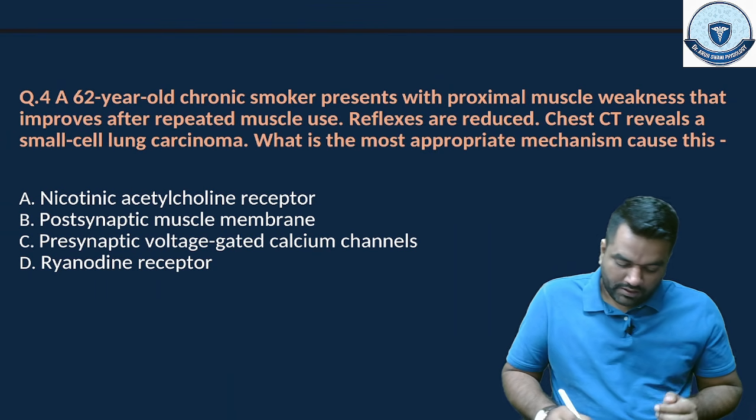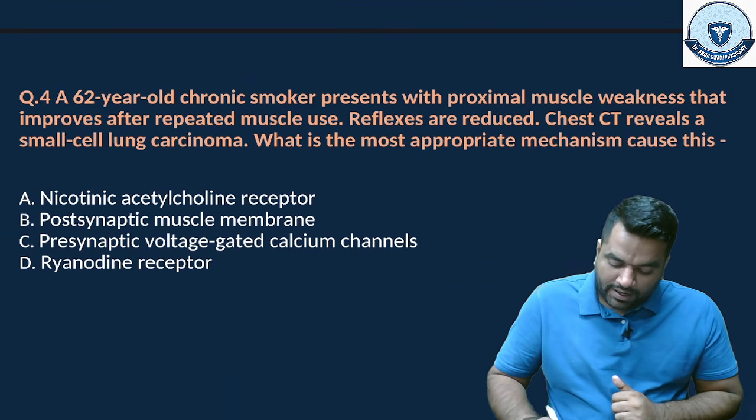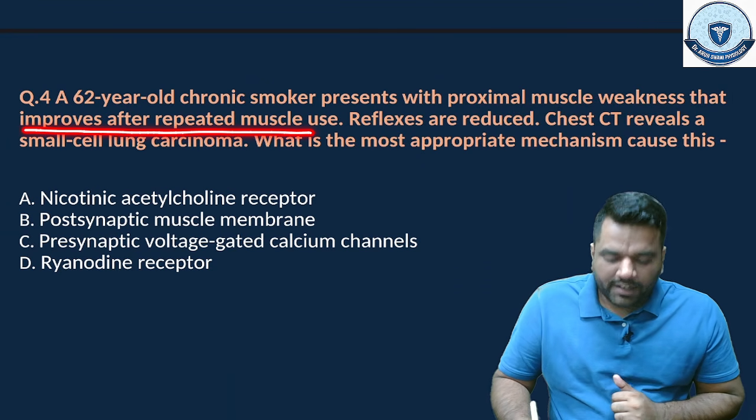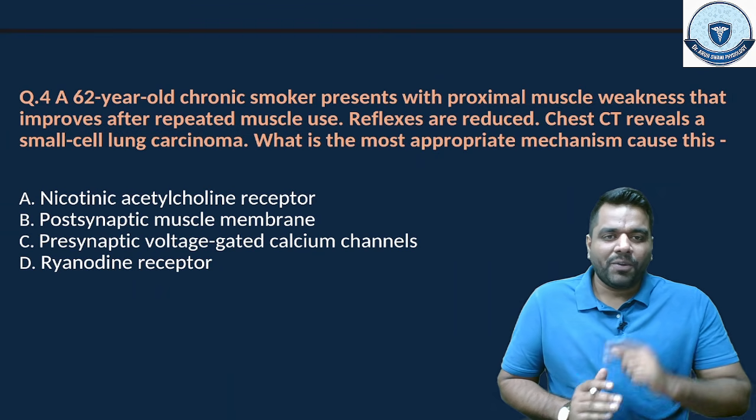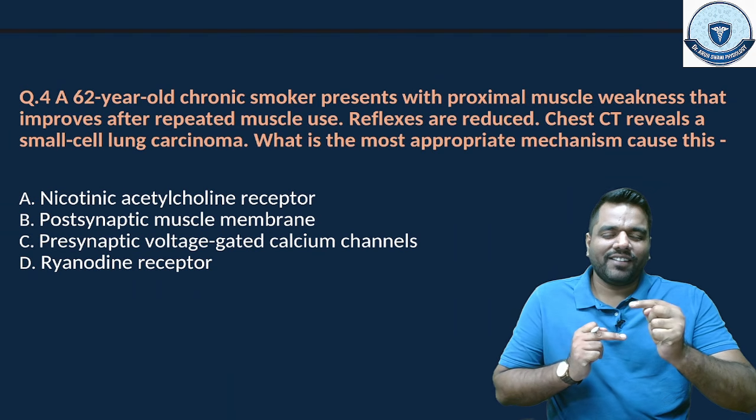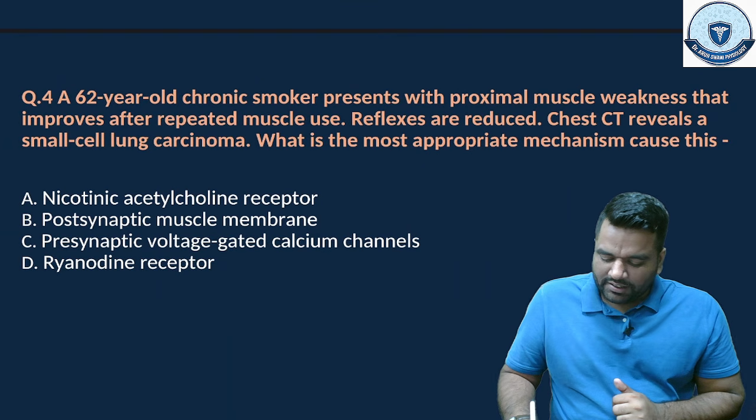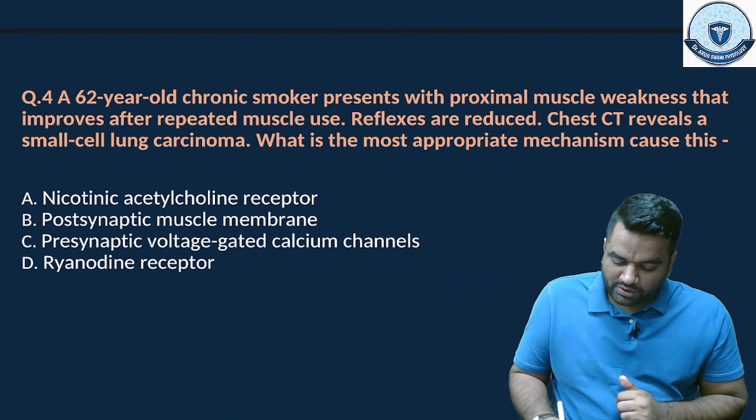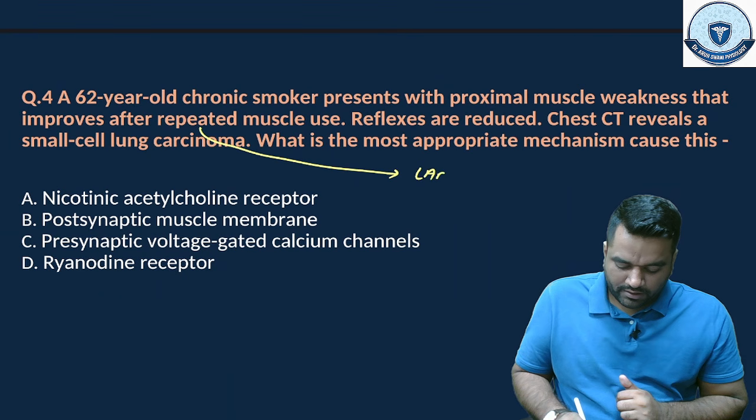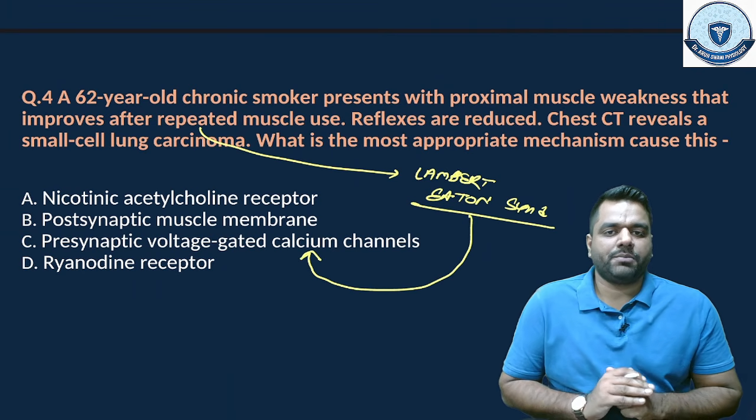Guys, the question is saying number one, muscle weakness is there, and it improves after repeated muscle use. Just now I told you, morning is worst. As the day progresses, the person repeatedly uses the muscle, and the condition is going to be better. Guys, this is the condition that classically indicates Lambert-Eaton syndrome. And in Lambert-Eaton syndrome, this is the presynaptic voltage gated calcium channel condition, right?